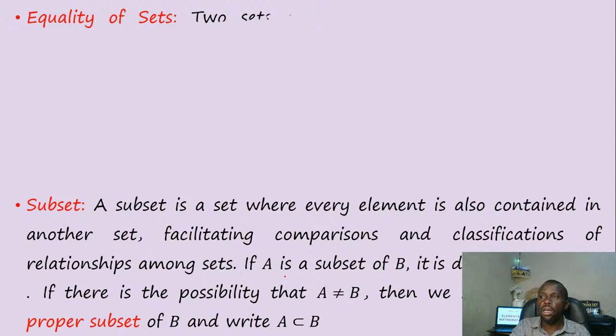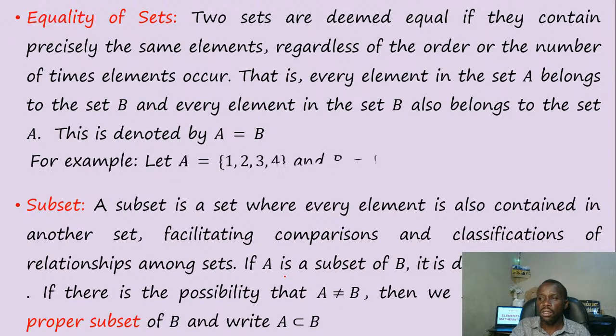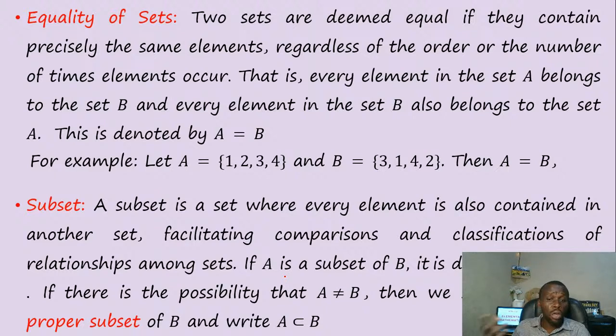Now, let's talk about equality of sets. Two sets are deemed equal if they contain precisely the same elements, regardless of the order or the number of times elements occur. That is, every element in the set A belongs to the set B, and every element in the set B also belongs to the set A. So we write equality of sets as A equals B. So we can see it here, A equals B.